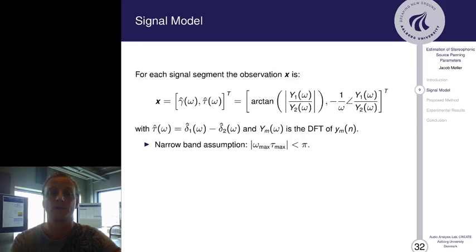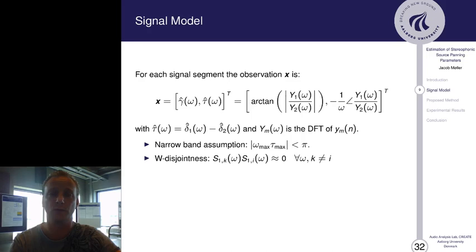The narrowband assumption limits the maximum frequency and the maximum delay that we have applied in the experiments, and also the assumption of W-disjointness is shown here. This is a very widely used assumption, which basically says that source k and source i do not have spectral overlap.